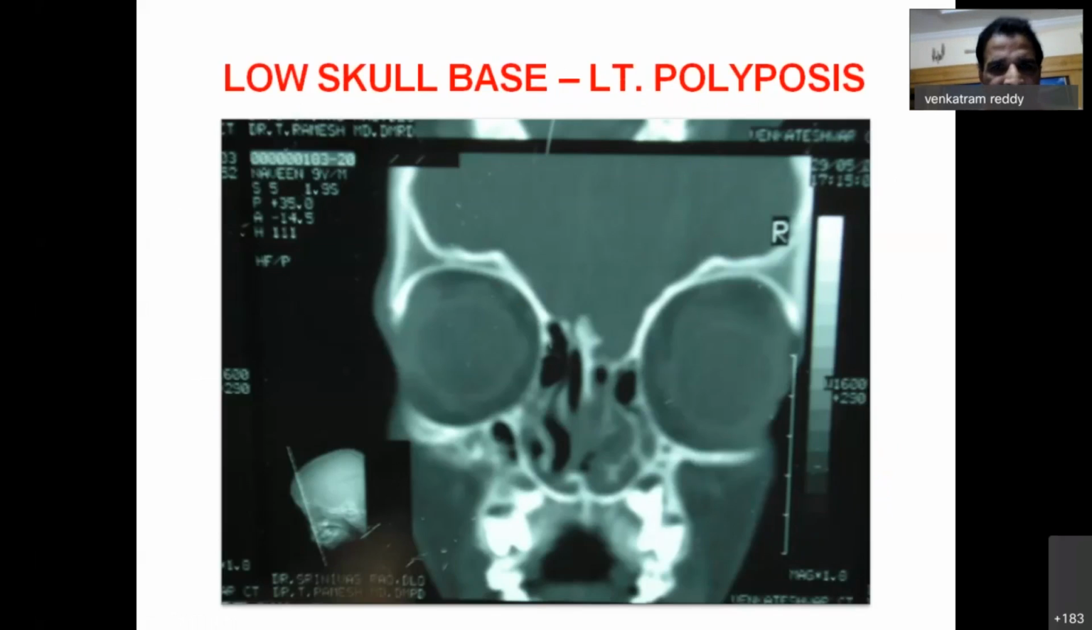So this is a type 3 skull base. This is a 12 year old boy. Some 15 years ago, I operated on a polypoidal disease on the left side with a type 3 skull base. How dangerous it is. Here you have to be very careful, especially if you are using conventional instruments. You are likely to damage the skull base. See how low it is. And if you are not careful and do not read the CT scan very well preoperatively, you are liable to injure the skull base, with subsequent CSF leak.